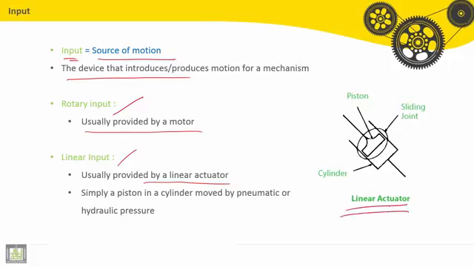as shown here in the figure. So it is simply a piston in a cylinder moved by pneumatic or hydraulic pressure. Here we have the piston. This is the piston. Here the cylinder. Okay, so here it can be a pneumatic or hydraulic pressure cylinder to provide linear motion.